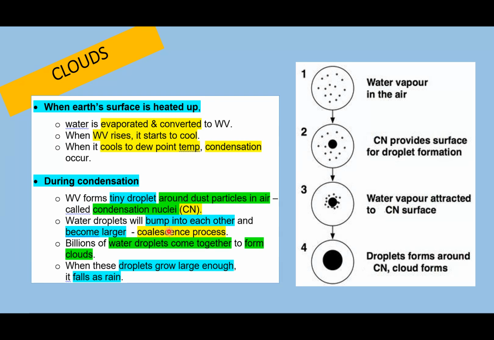Water droplets will bump into each other and become larger. Coalescence process. Billions of water droplets come together to form clouds. When these droplets grow large enough, it falls as rain. If you look at this diagram, this is a water vapor in the air. Condensation nuclei provides surface for droplet formation. So water vapor is attracted to the dust particle. Another word for the dust particle is condensation nuclei.